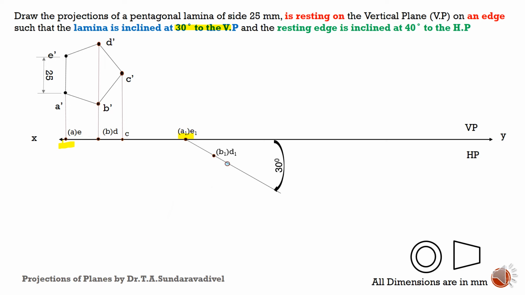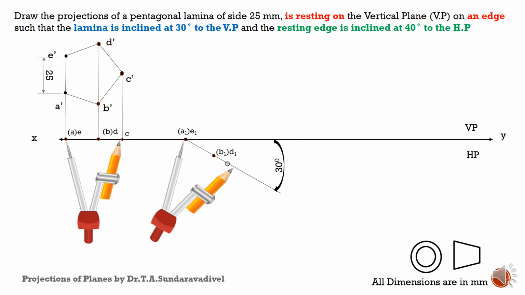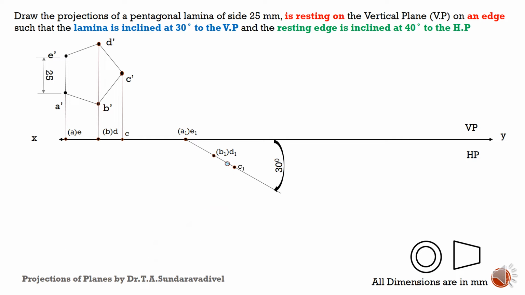Then I am taking the distance AC and transferring that distance here. So I will be getting the point C1. So now I got all the points. What I made here literally is this surface, which is at 0 inclination, now tilted for 30 degrees.